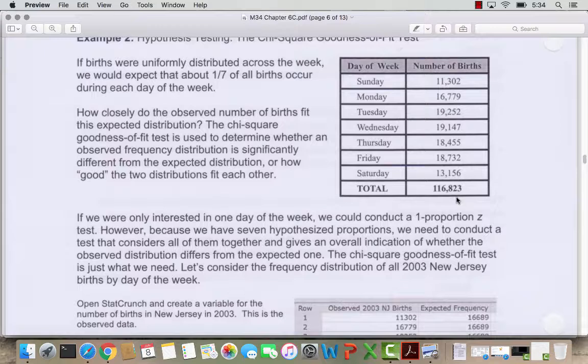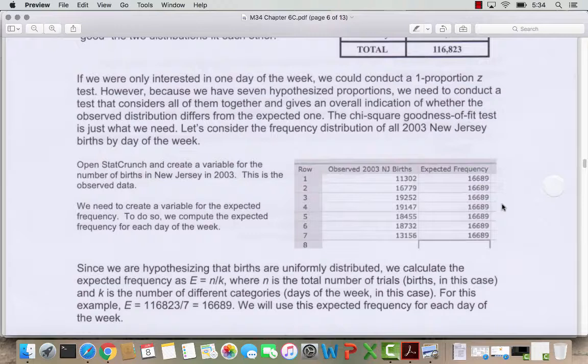And so eyeballing it, it looks like maybe these aren't evenly distributed, but we don't know could this have happened by chance or not. So we're going to investigate if they're unusual. So in StatCrunch, you can look for the file called Number of Births in New Jersey 2003 or type it in. I took the total, 116,823, and I divided that by 7 days to get the expected frequency here. So if everything were even, that would be what we expect.